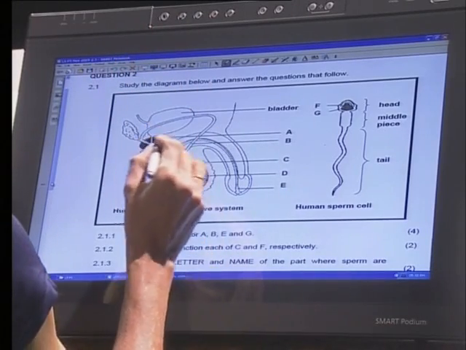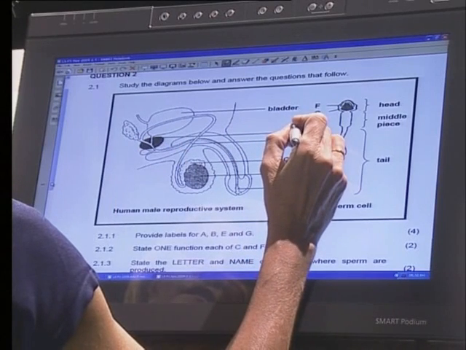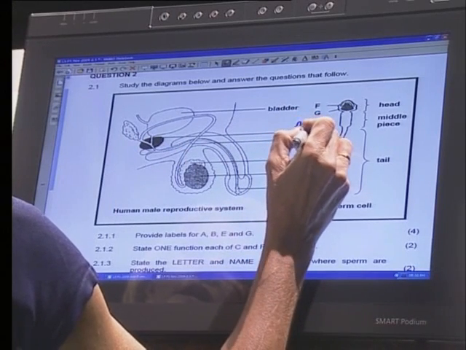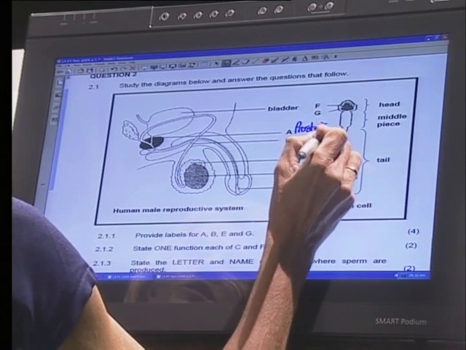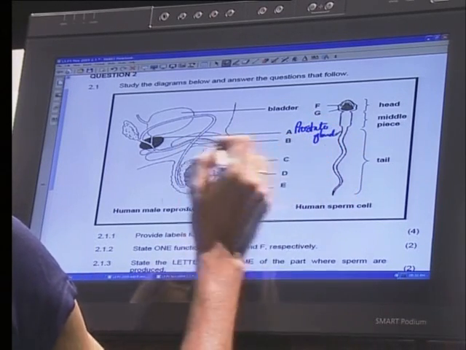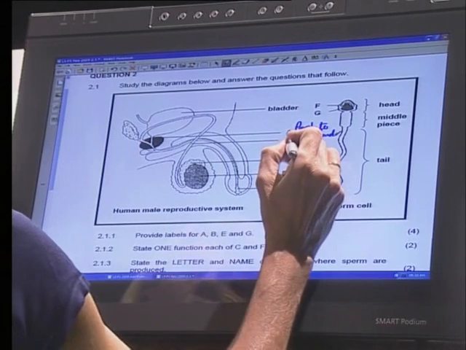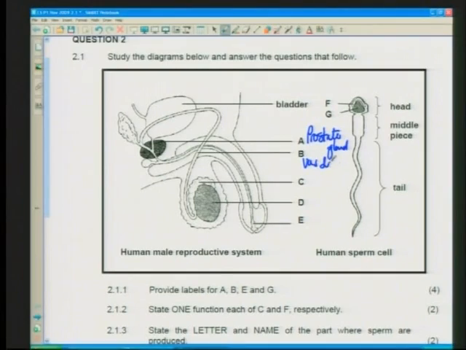So what is this one here? A. It's the prostate gland. That's good. Okay. And what is B? It's the vas deferens. Good girl. And C? The epididymis. Epididymis. Okay. And D is the?